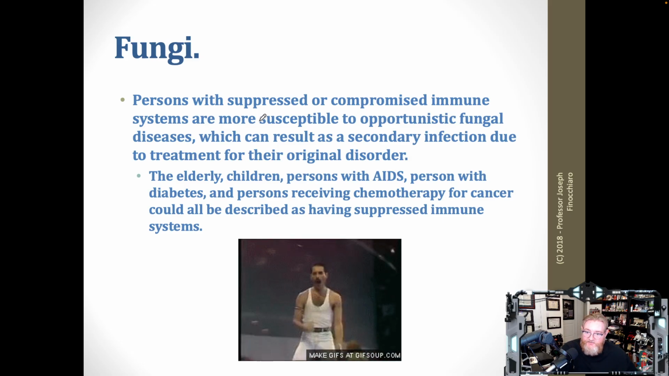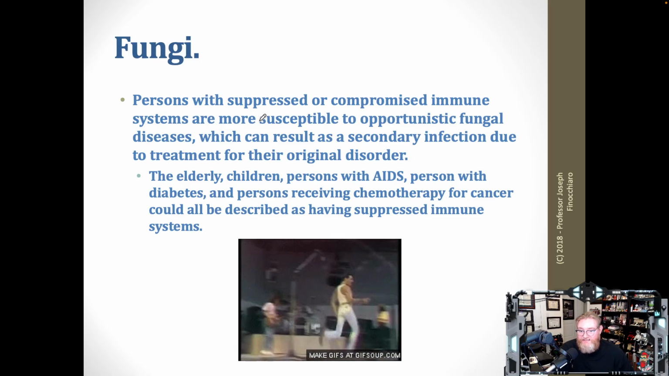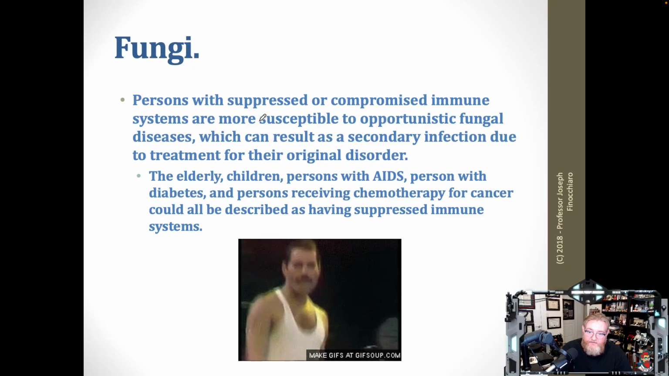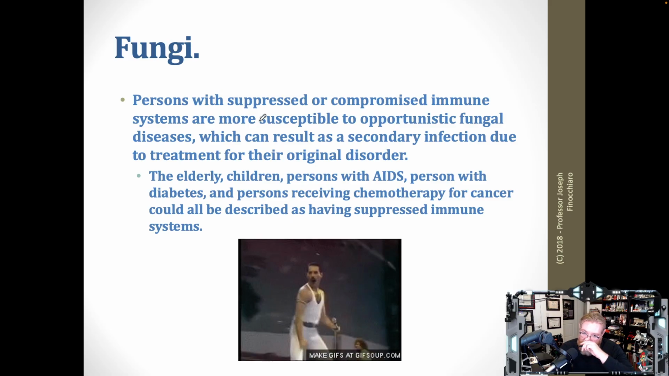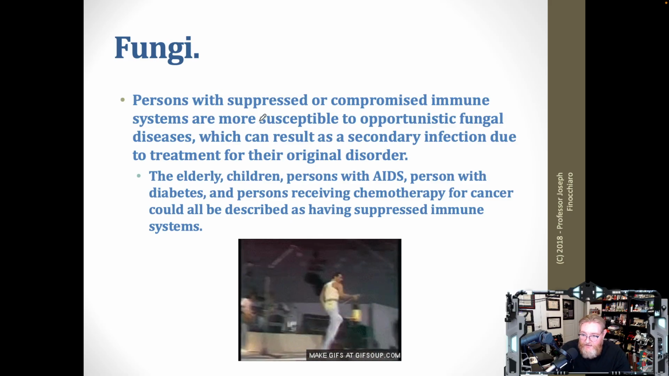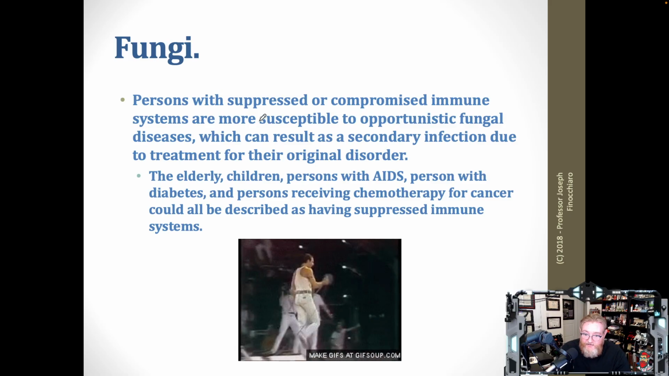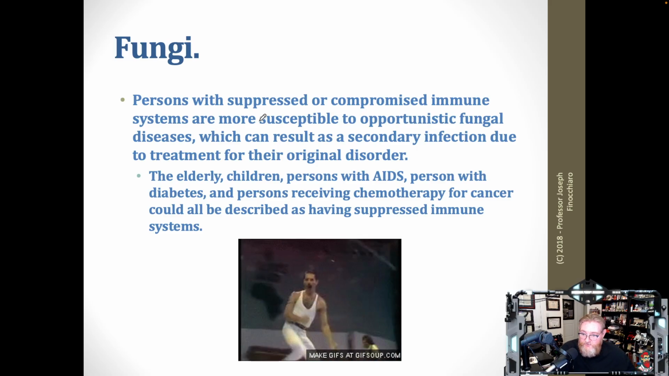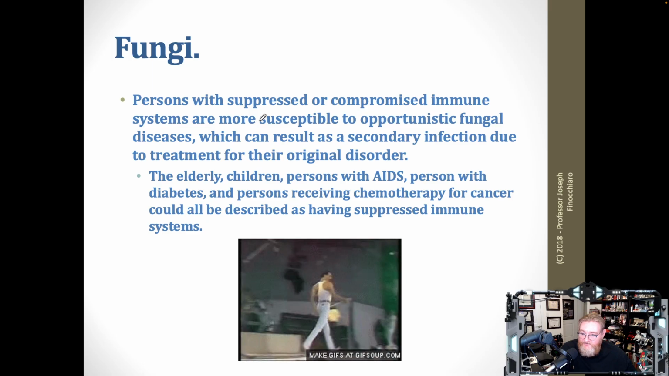Persons with suppressed or compromised immune systems are more susceptible to the opportunistic fungal diseases, which can result as a secondary infection due to treatment for their original disorder. The elderly, children, and persons with AIDS, persons with diabetes, and persons receiving chemotherapy for cancer could all be described as having suppressed immune systems.